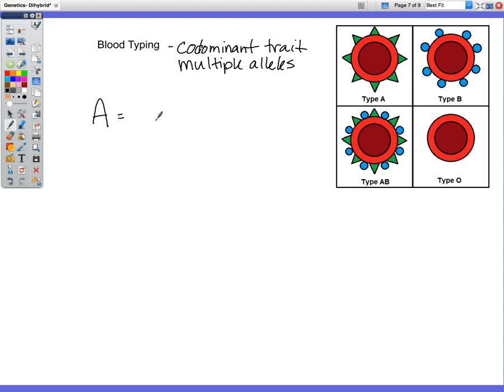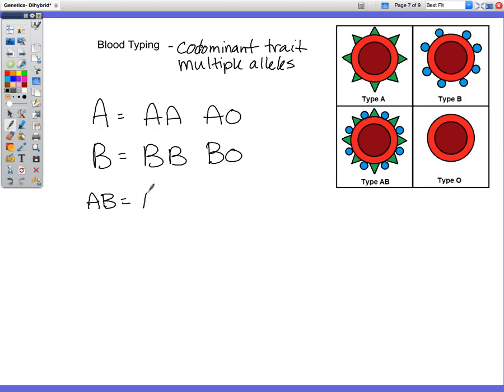So A can be seen as AA, or it can be seen as AO. B is very similar. B can be seen as BB, or BO. AB is only AB, O is only O. So you can write it as OO.